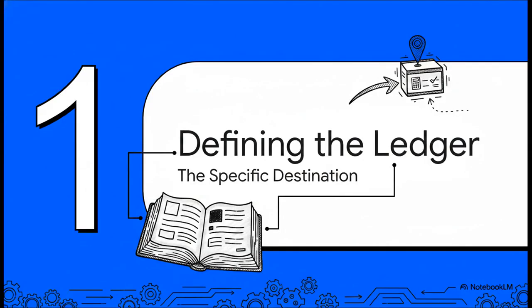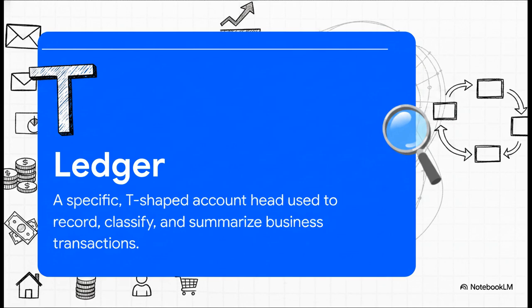All right, starting at the micro level, defining the ledger. So what is it? A ledger is basically a specific T-shaped account head. In the digital accounting world, its core purpose is to permanently record, classify, and summarize your business transactions. Whenever a business event happens, the financial impact of that event has to land somewhere concrete, right? Well, that somewhere is the ledger.